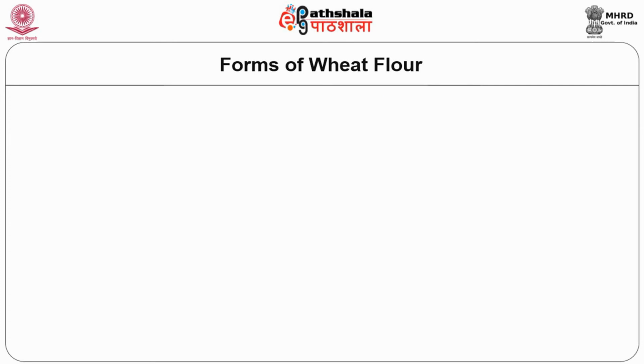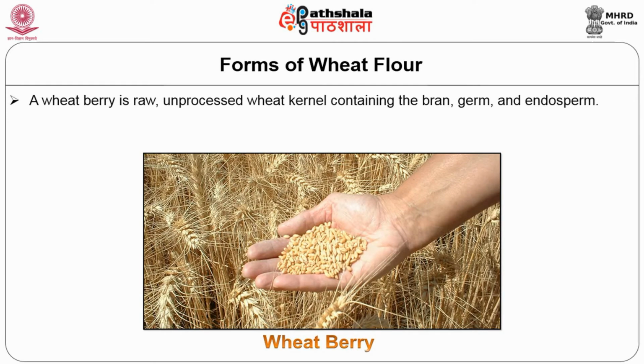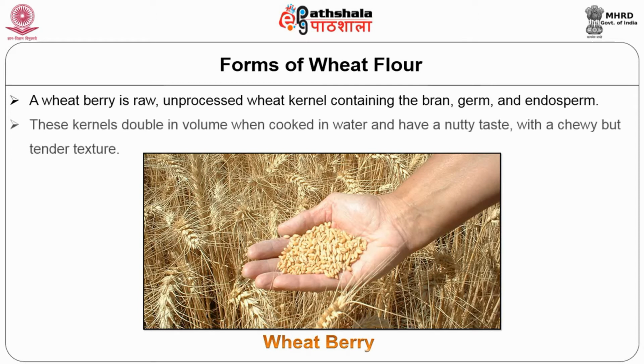Next, we will see the forms of wheat flour. Wheat is processed to different degrees to make various food products. A wheat berry is a raw, unprocessed wheat kernel containing the bran, germ and endosperm. These kernels double in volume when cooked in water and have a nutty taste with a chewy but tender texture.